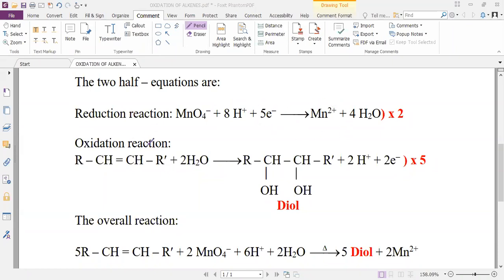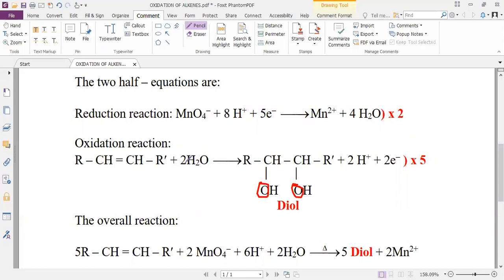With the oxidation reaction, the alkene is converted into dialcohol. As we said, no change in the number of carbon atoms. Directly we move to balance the oxygen. Here we have 2 oxygen atoms, so we add 2H2O to balance the oxygen.